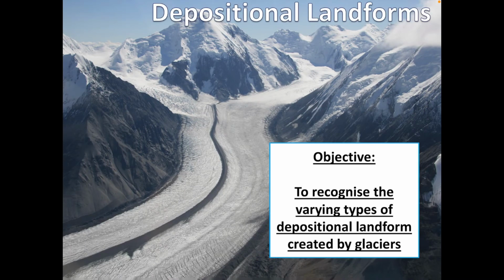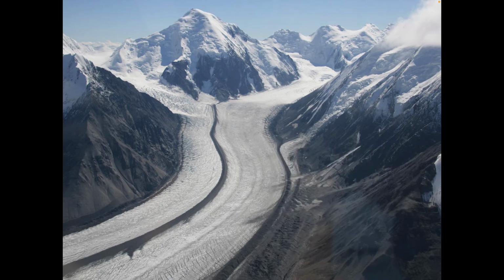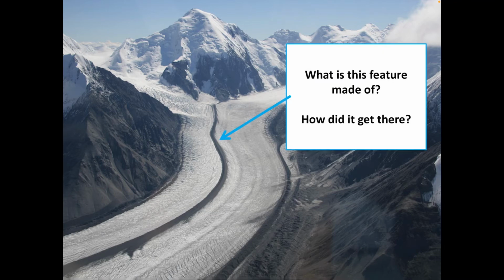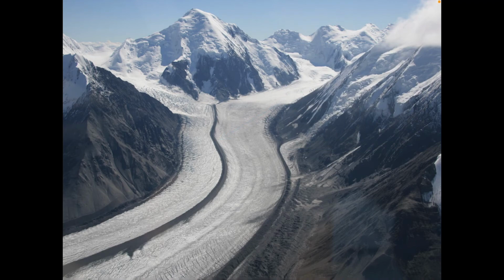So we'll now start looking at our depositional landforms. And we can see a number in this lovely photo that we've got of the mountains here. And one of those are these features that you can see running down the middle of this glacial ice. So I'm going to give you a couple of minutes, see if you can identify what you think that feature is made of and how you think it got there.